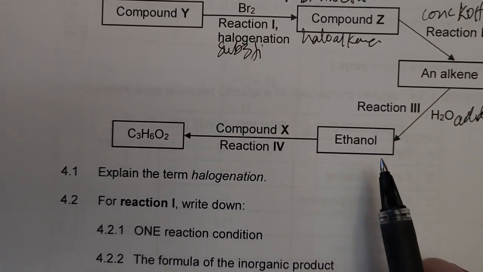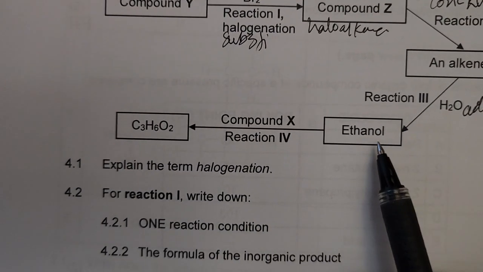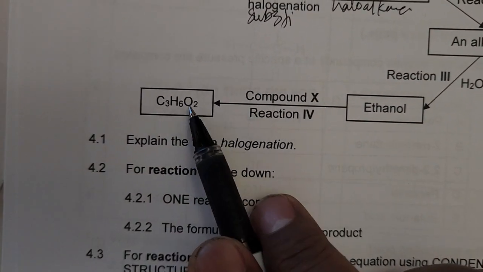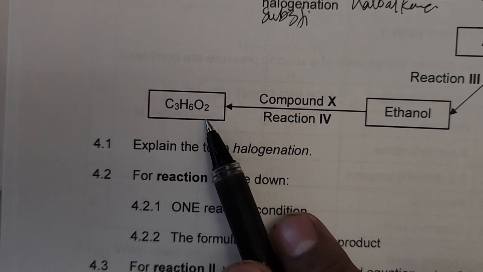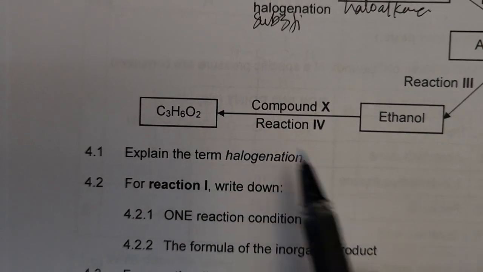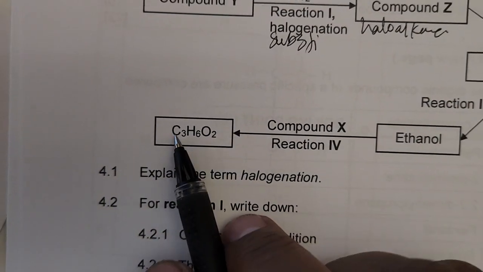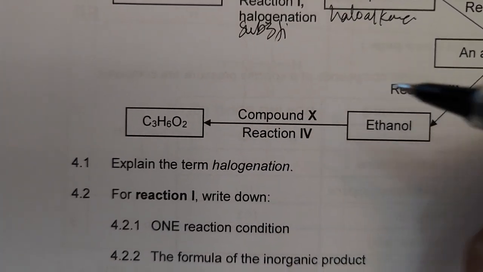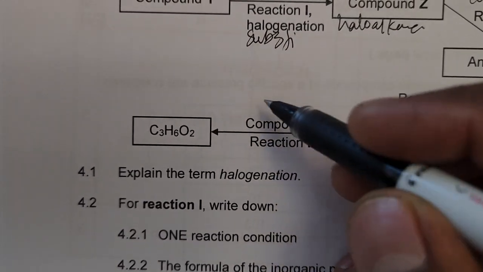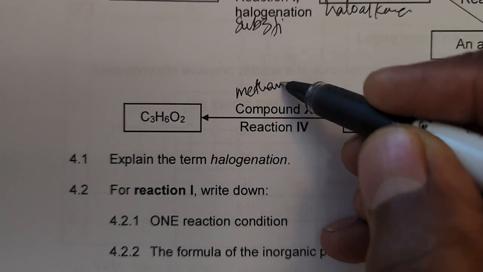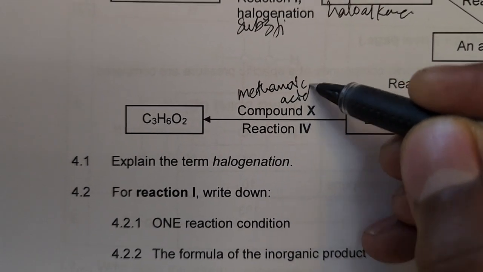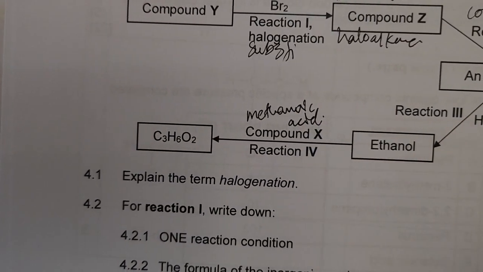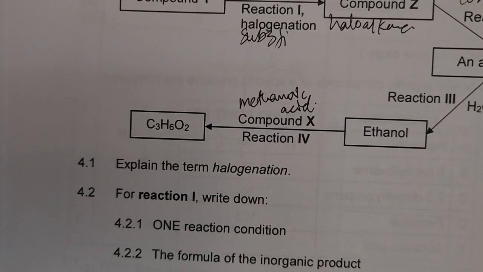Ethanol, remember, can undergo 3 reactions mainly: substitution, elimination, or esterification. Fine. This is compound X, and this one, remember, has 2 oxygens. Therefore, this one will be an ester, so this must be an acid. If this one has 3 carbon atoms and we've already got 2 here, this one must have only 1. Therefore, it will be methanoic acid. Remember, for esterification we need concentrated sulfuric acid plus heat.